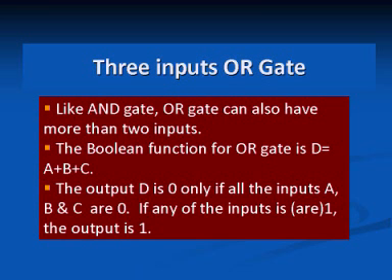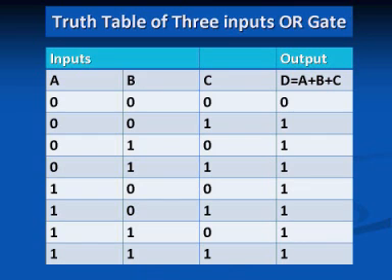Similarly, we can have a 3-input OR gate, and the Boolean function for this will be D equals A plus B plus C. And the output D is 0 only if all the inputs A, B and C are 0. If any of the inputs is 1, the output is 1. Accordingly, one can write the truth table for a 3-input OR gate as well. One can note that the output is 1 for all the cases except when all the inputs are 0, in all the 8 distinct combinations.